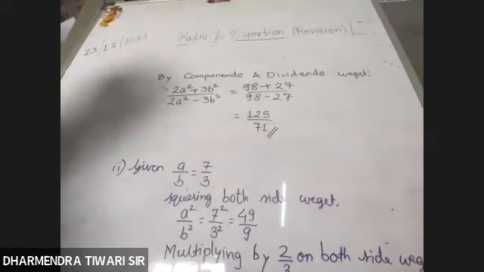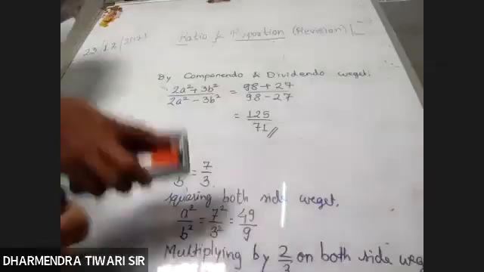Now the next part: they're asking us to find a cube minus b cube upon b cube. So we will start from here only.